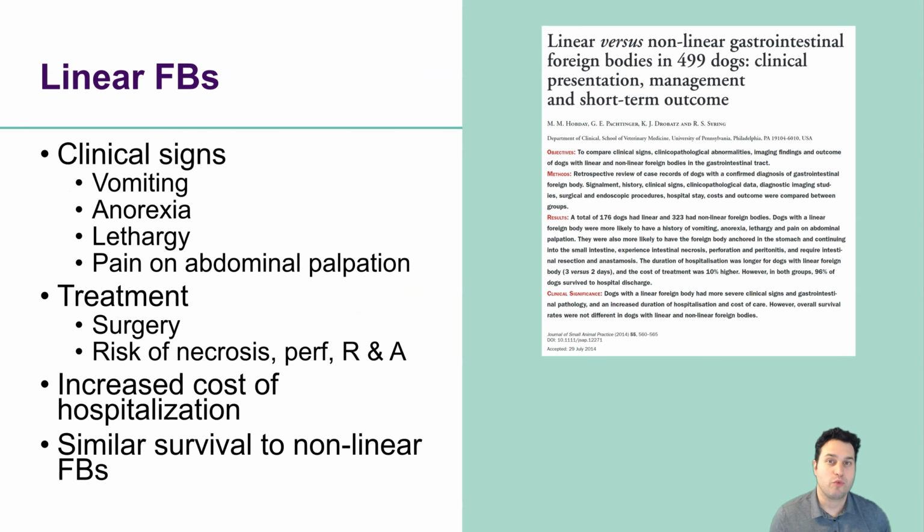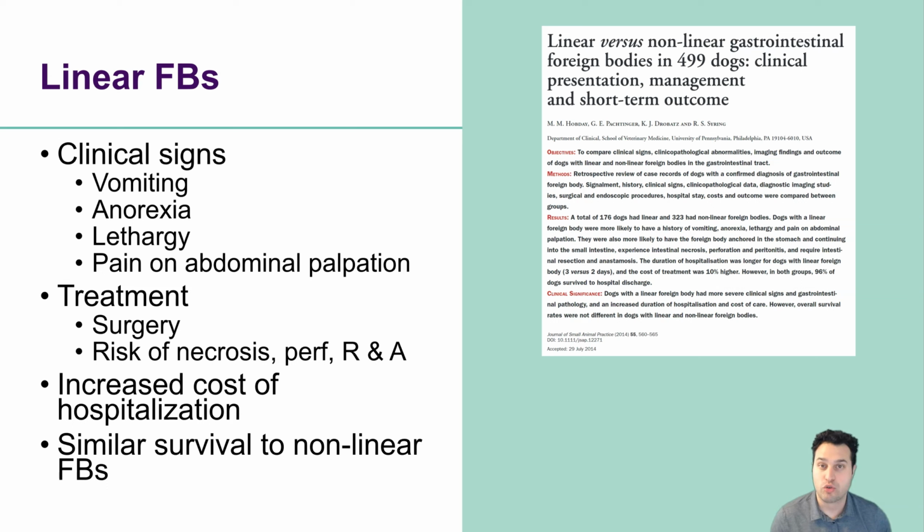When we think about linear foreign bodies and we look to the literature, there's a really nice review in the Journal of Small Animal Practice, JSAP, which looks at linear versus nonlinear gastrointestinal foreign bodies. And this series had almost 500 dogs that they looked at. What they found was that the common clinical signs in patients with linear foreign bodies are vomiting, anorexia, lethargy, and pain on abdominal palpation. For all of these patients, they proceeded to surgery for treatment.